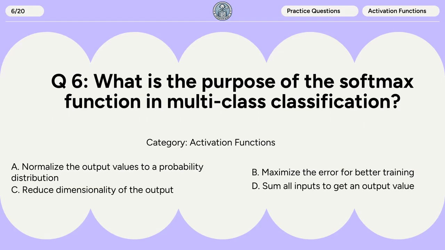Question 6. What is the purpose of the softmax function in multi-class classification? A. Normalize the output values to a probability distribution. B. Maximize the error for better training. C. Reduce dimensionality of the output. D. Sum all inputs to get an output value.